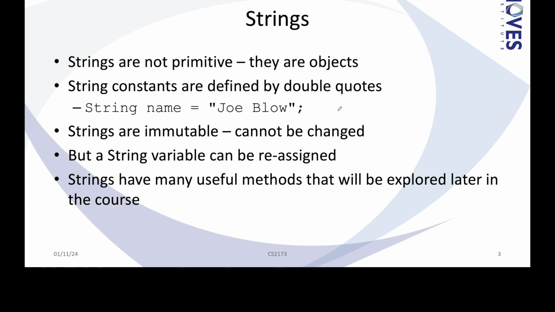Anyway, okay, strings are immutable. Once you create a string, you can't change it. It's absolutely fixed. But you can reassign the string variable. So, for example, this particular string object cannot be changed, but I can say name is equal to something else. That will change the variable, but once I've created this, you can't change it.